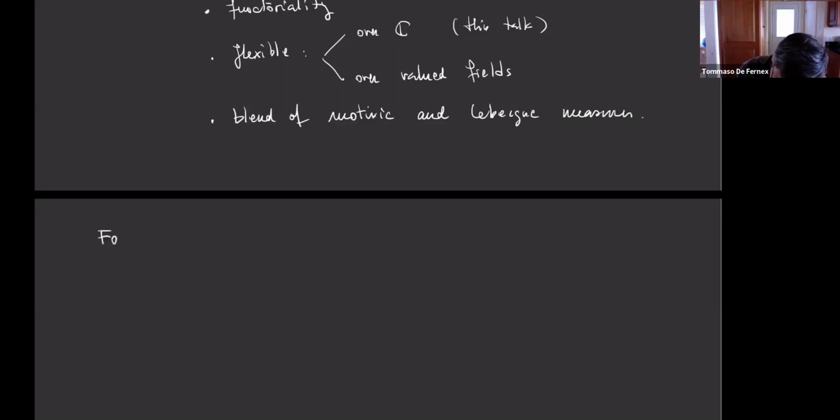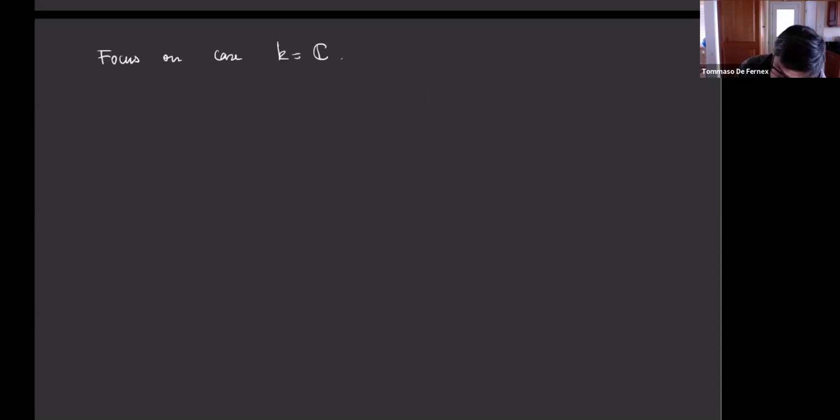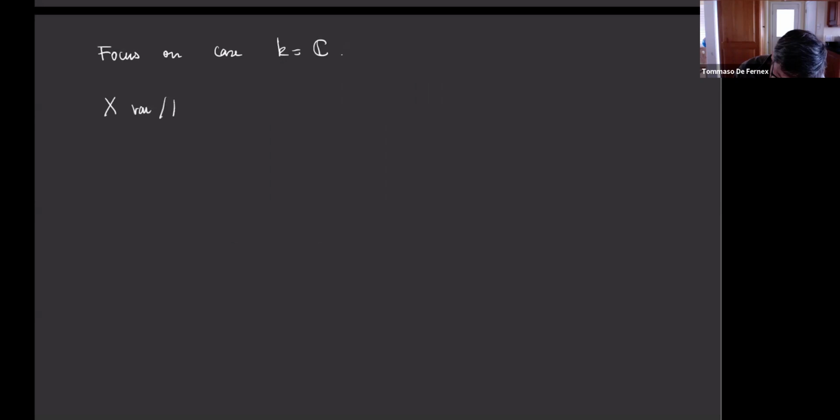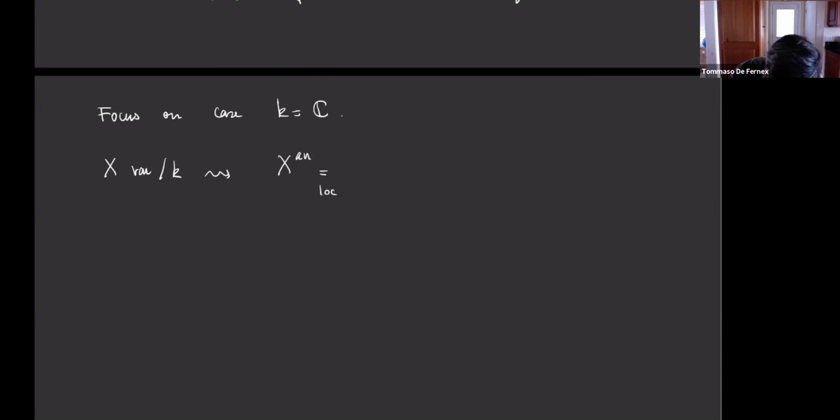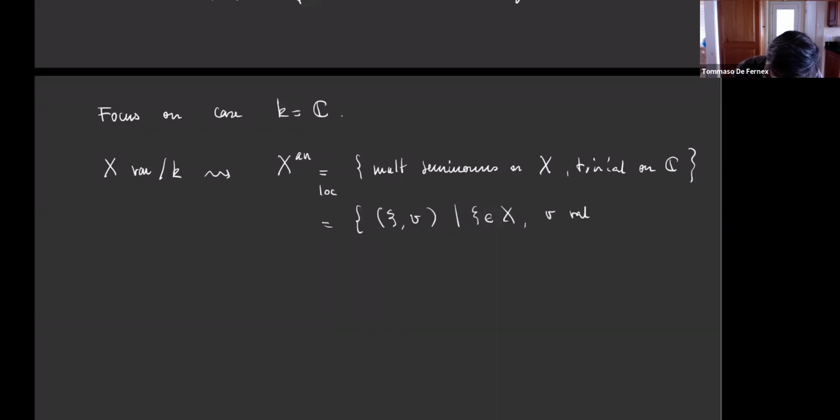Okay, so let me focus on the case where I fix the ground field to be the complex numbers. You start with a variety X over C, and to this we can associate an analytic space, the Berkovich analytification. Locally on X, it can be described as the set of multiplicative semi-norms on X which are trivial on C. I can think of this as a space of valuations, so pairs of a point and a valuation: c is a point in X, and v is a valuation of the residue field.